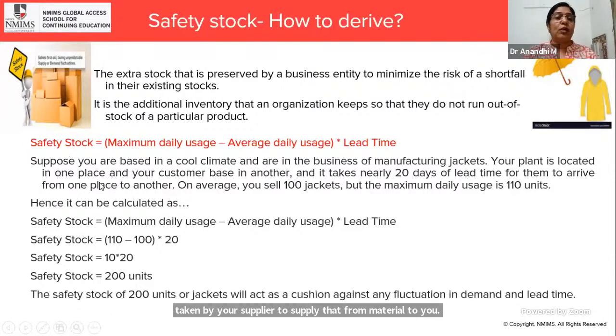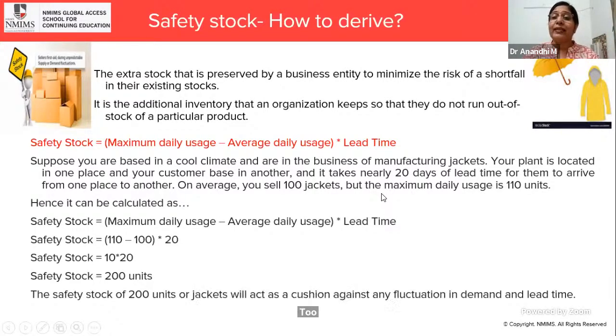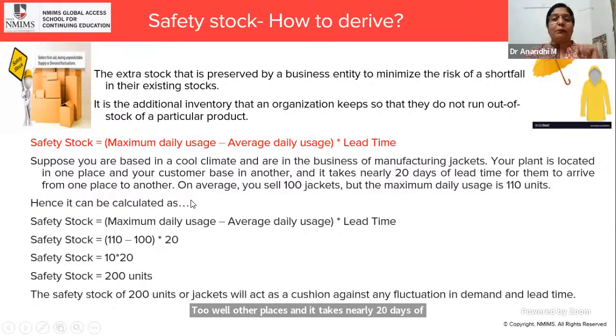Okay. Suppose you are based in a cool climate and manufacturing jackets. Your plant is located in one place and your customer base throughout other places, and it takes nearly 20 days of lead time for them to arrive from one place to another. This is the customer lead time here. On average you sell 100 jackets, but the maximum daily usage is 110 units, right? This is the given scenario. Based on that, let us arrive at the safety stock for this jacket. How much should I hold?